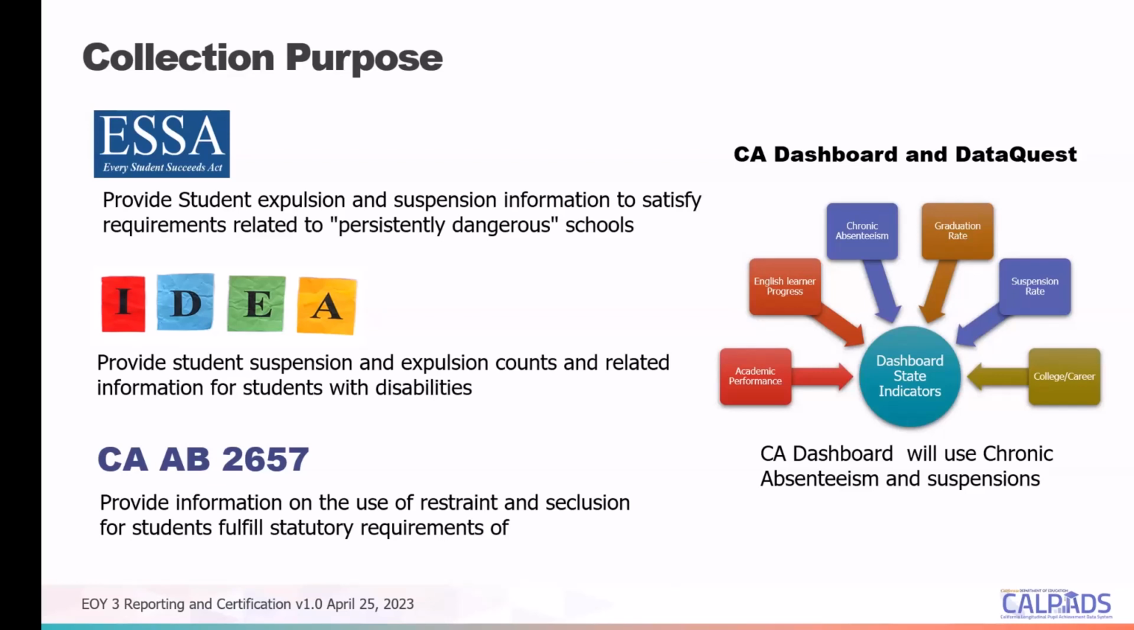Why is this a key data element in CalPADS, right? So we need to be accountable to the requirements of the Every Student Succeeds Act. We have to provide information on expulsions, suspensions, and persistently dangerous schools. Those are schools that have a high number of violent offenses. We have to be accountable to the requirements of the Individuals with Disabilities Education Act, provide from end of year 3, students and expulsion counts related to information about students with disabilities.